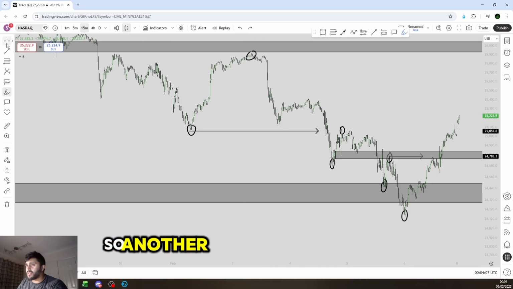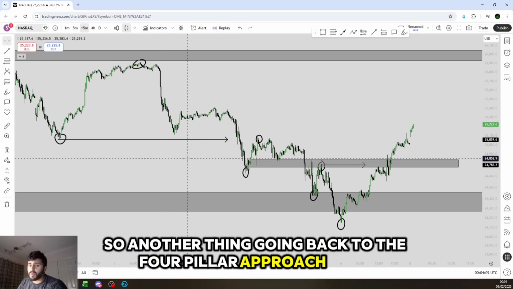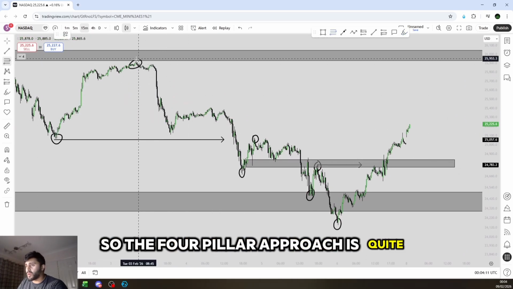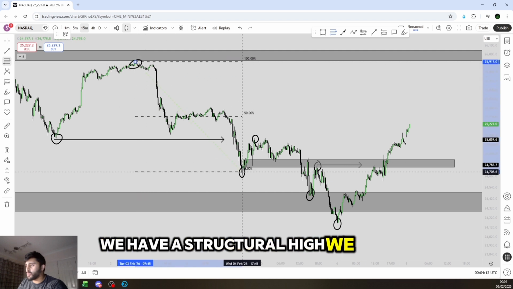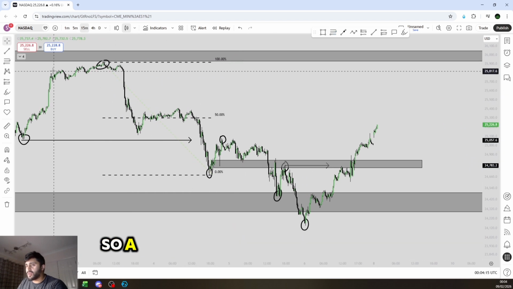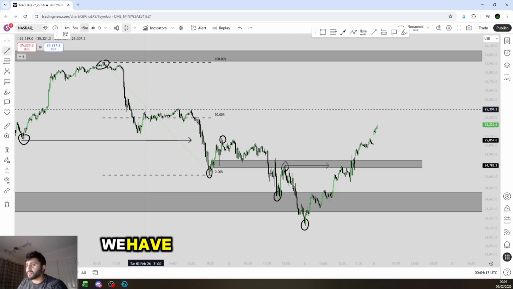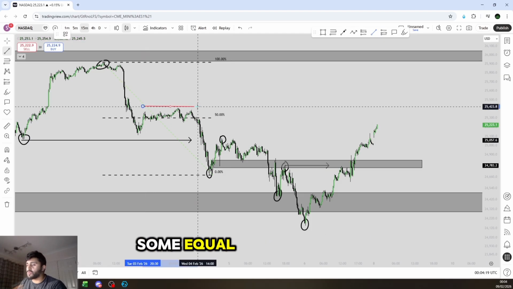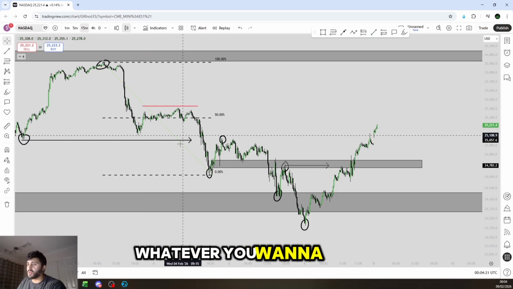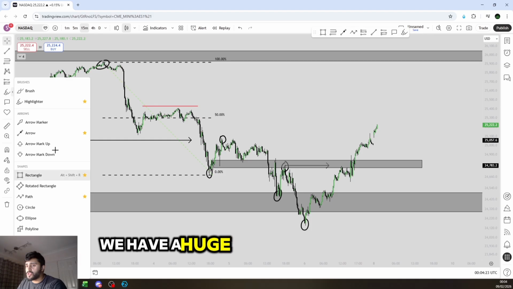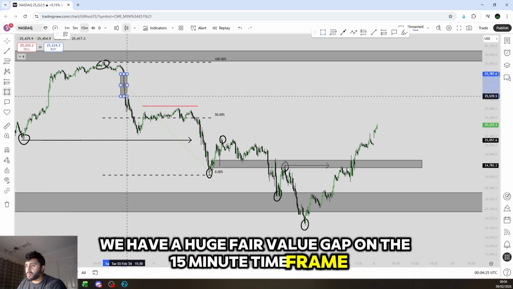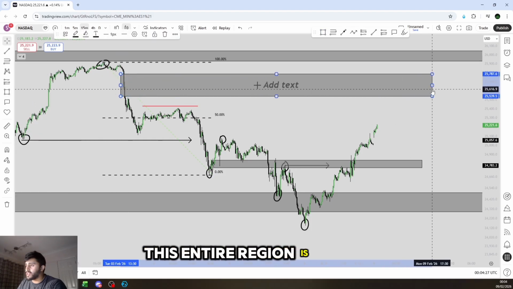So let's quickly break this down. Another thing, going back to the 4-pillar approach, right? The 4-pillar approach is quite interesting. We have a structural high, we have a structural low down here. A couple of things to note about this: we have some liquidity resting over here, some equal highs, trend line liquidity, whatever you want to call it. We have a huge fair value gap on the 15-minute time frame. This entire region is an FVG.